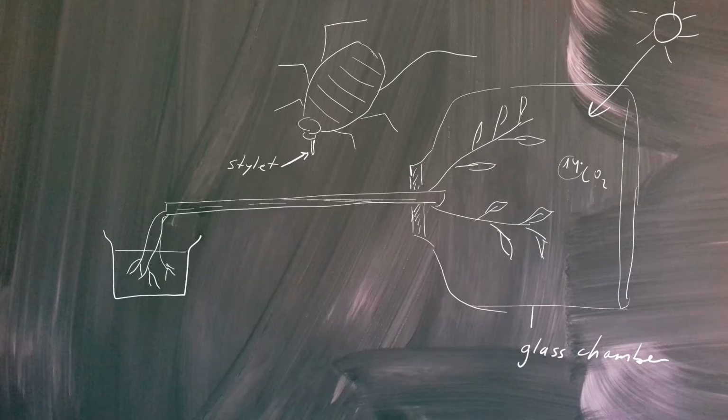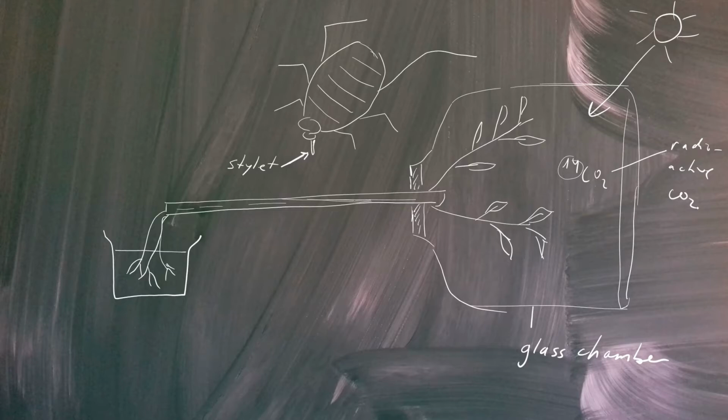And do you see the number 14 here? This is a radioactive carbon dioxide. You can actually have that. So it's radioactive CO2. The reason why it's radioactive is so that we are actually able to see the radioactivity, so that it's labeled.